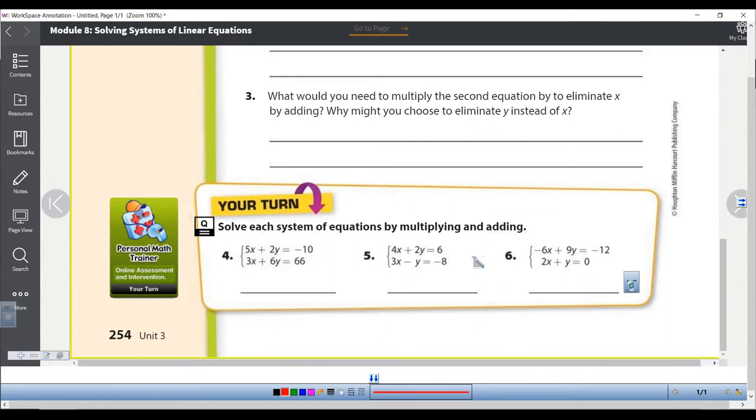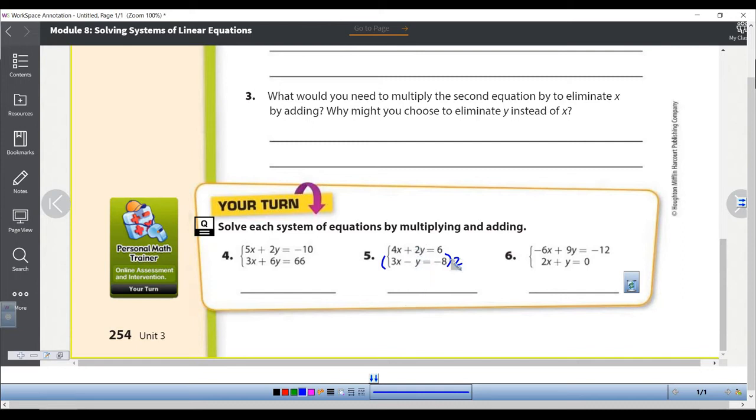So I'm going to clear all this out now, and let's take a look at this next problem right here. Again, if I'm going to add these together, I want opposites. 4 and 3 are not opposites. 2 and -1 are not opposites. Now, a plus and a minus, those are opposites, but I need to be able to add and get 0. Well, I hope you can see that if I simply multiply this bottom equation by 2, a +2 times a -1 is going to give me a -2.